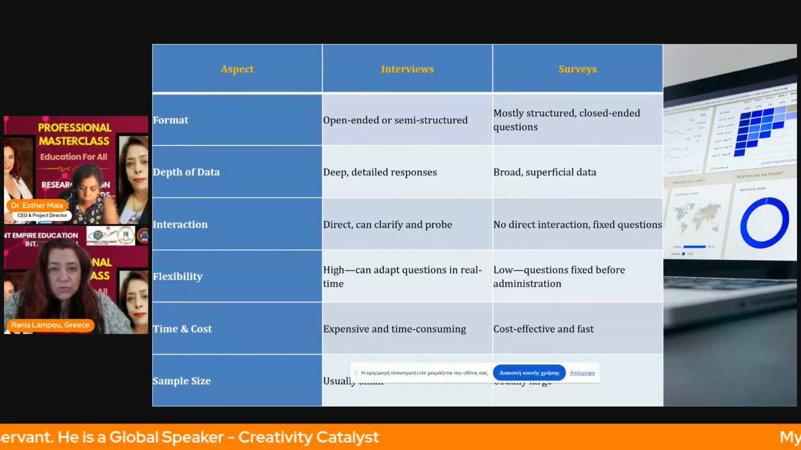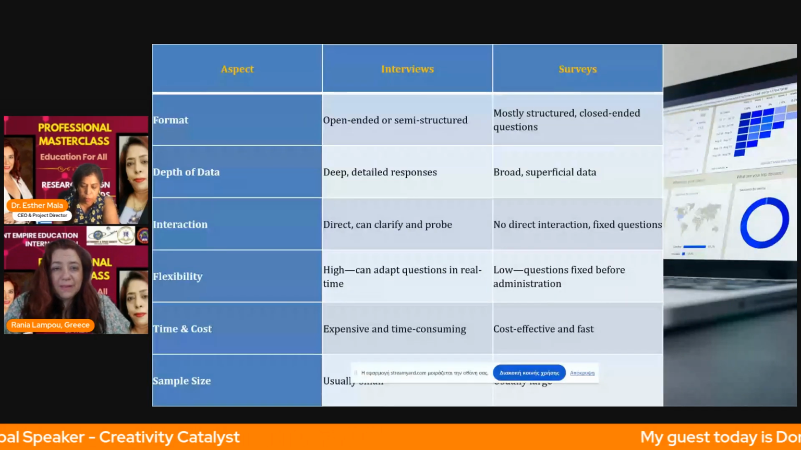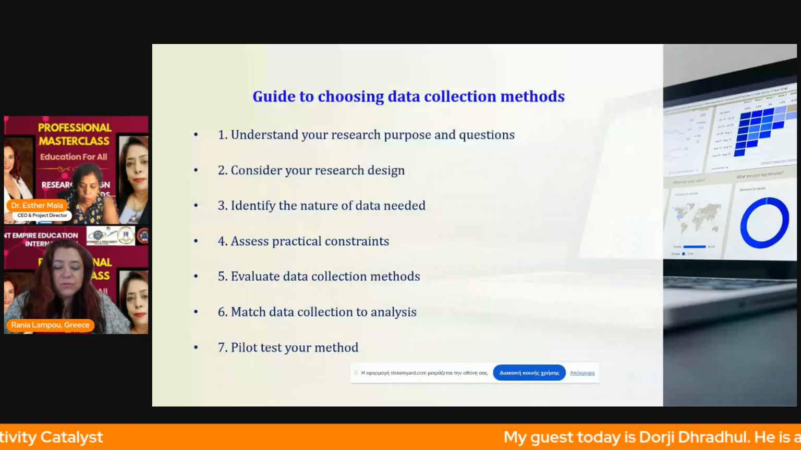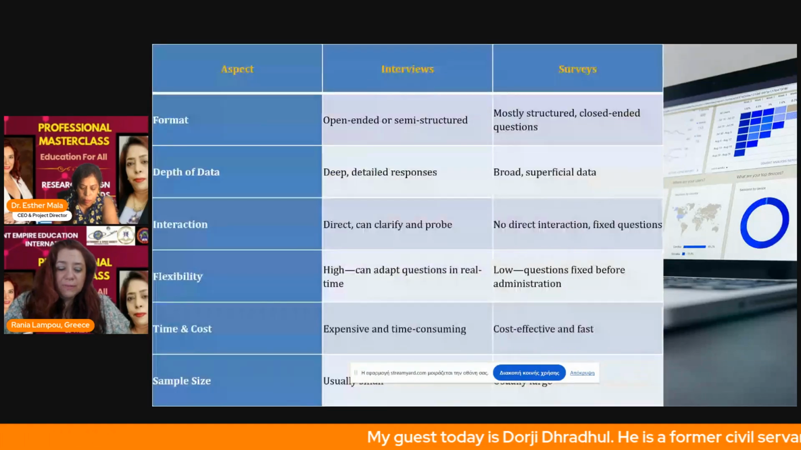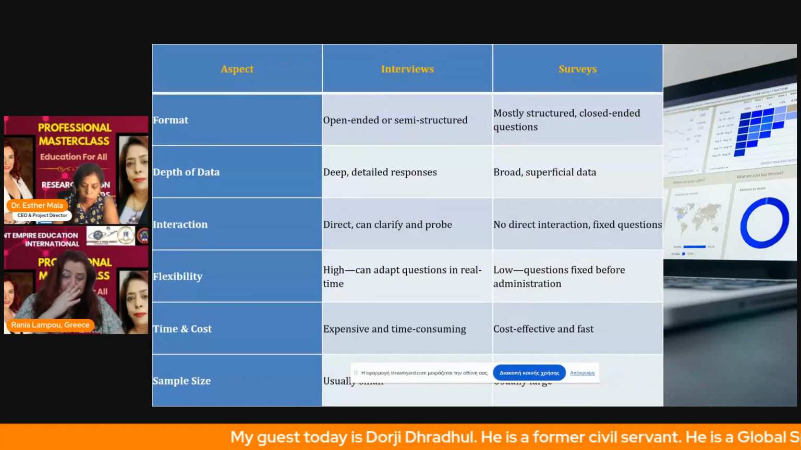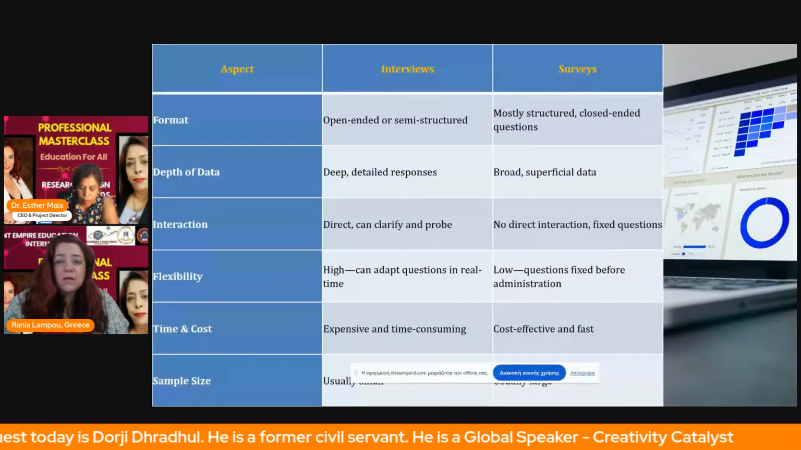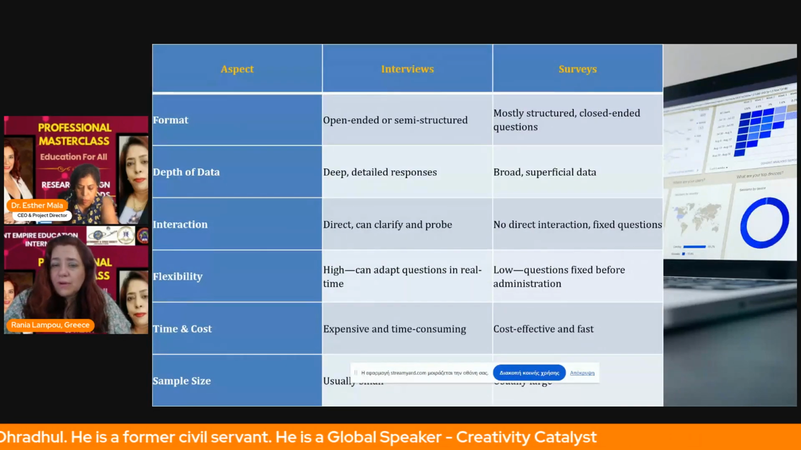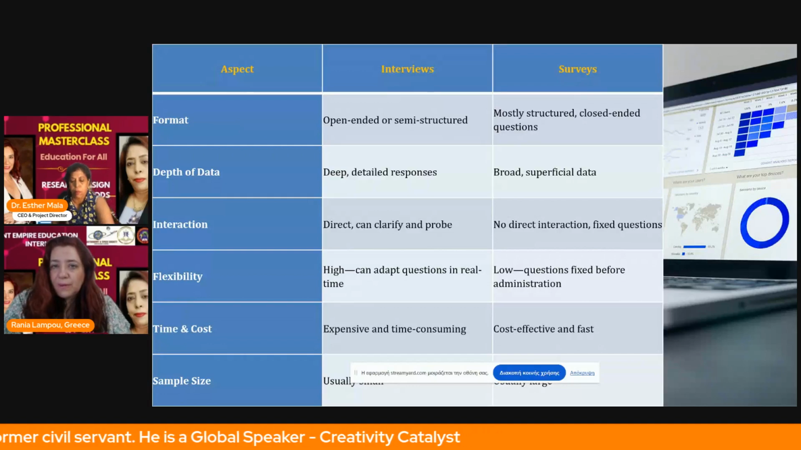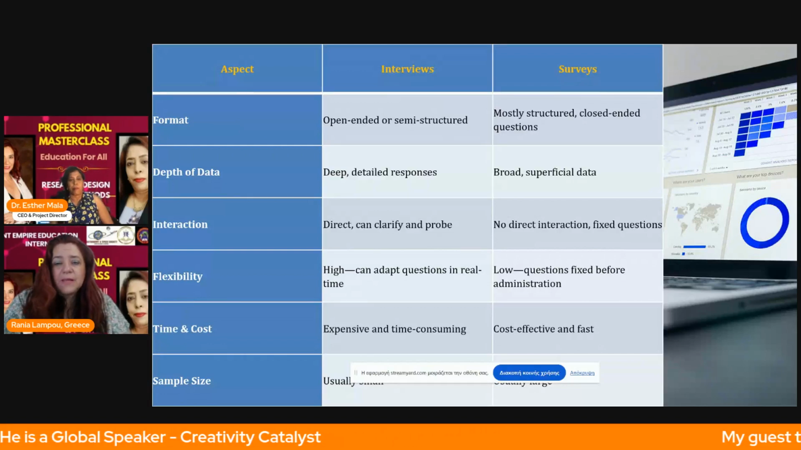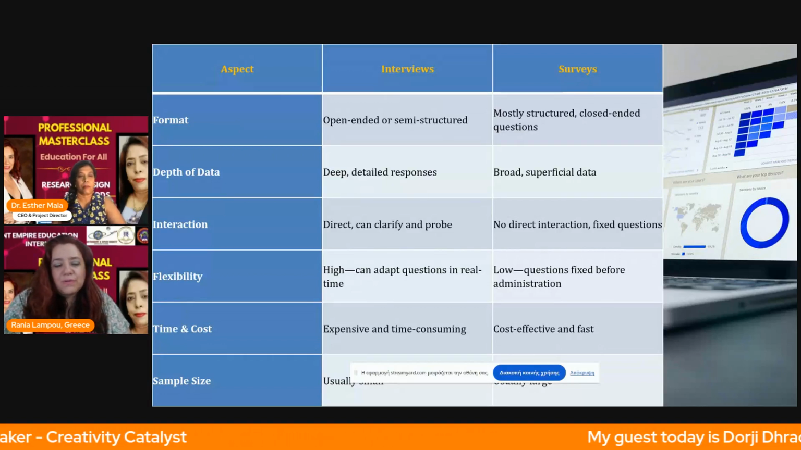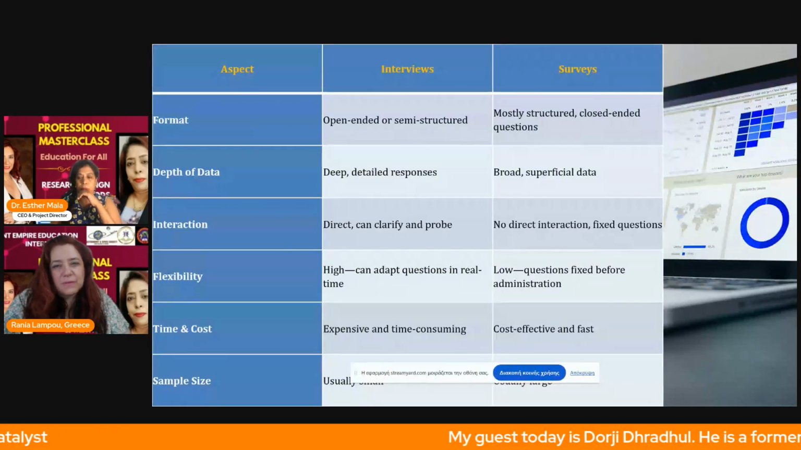So when to choose the right method? Use interviews, for example, to get detailed insights and understand complex personal experiences. Use surveys when you want to collect standardized data from a large group efficiently. Sometimes combining both, mixed methods, gives the best results.